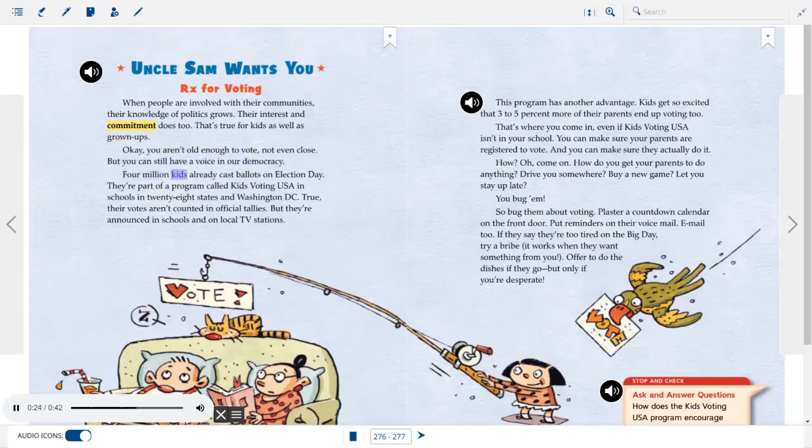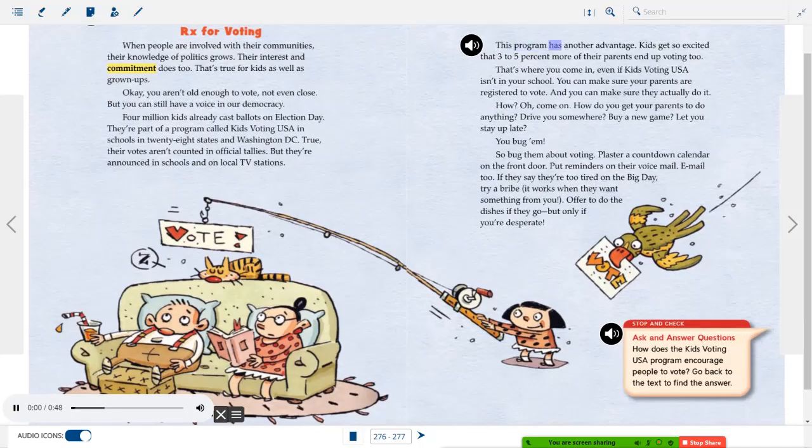4 million kids already cast ballots on Election Day. They're part of a program called Kids Voting USA in schools in 28 states and Washington, D.C. True, their votes aren't counted in official tallies, but they're announced in schools and on local TV stations. This program has another advantage. Kids get so excited that 3 to 5% more of their parents end up voting too.